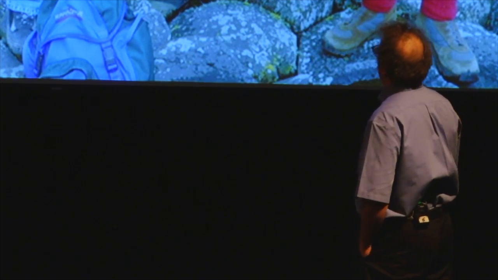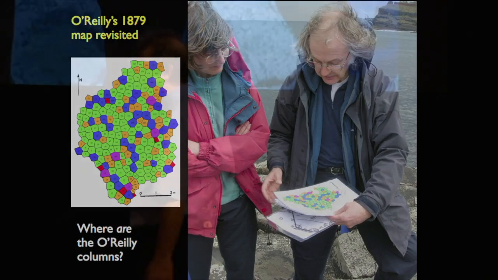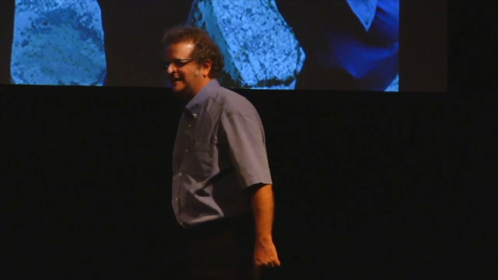But we decided that we would find these columns. So Bob laminated some maps, because of course at the Giant's Causeway it's raining all the time. Okay, and then we went on a search to find these things. There's 50,000 columns. We're looking for 200. How hard can it be, right? So we hit upon the following algorithm.